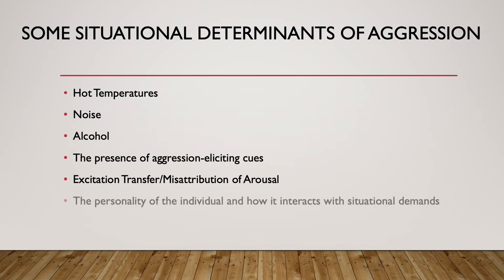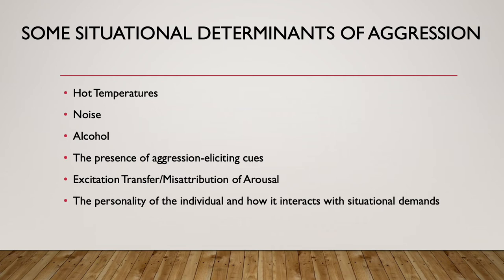Social psychologists have been studying aggression for a long time, and they've identified a large number of things in situations that tend to increase levels of aggression in people. The list that you see on this slide is not an exhaustive list. There are certainly other factors besides these, but this is just a sampling of some of the things that have been studied that seem to influence or trigger aggression.